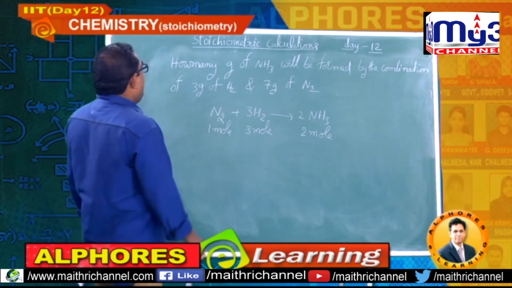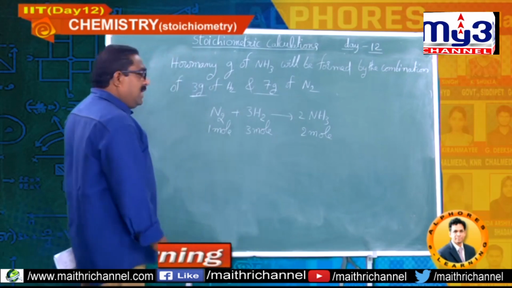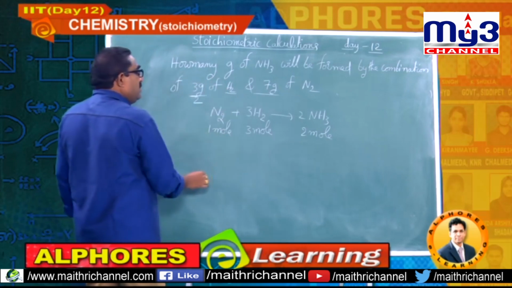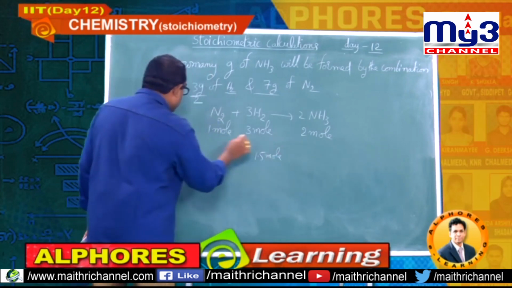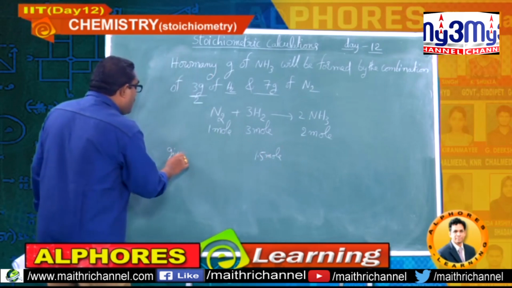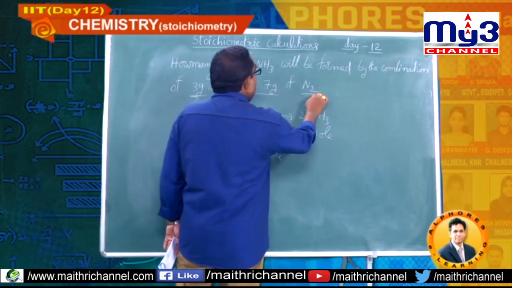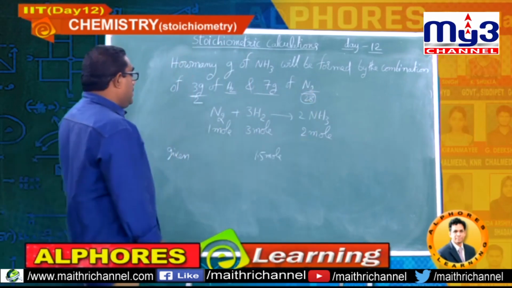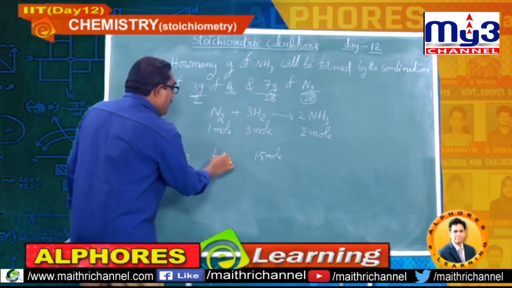Now he has given weights. Convert these weights into moles. What is the molar mass of hydrogen? 2. So 3 by 2, hydrogen is 1.5 mole given, because the molar mass of hydrogen is 2 grams. We know the molar mass of nitrogen is 28, 2 into 14 atomic mass, 28. So 7 by 28 means 1 by 4 mole.